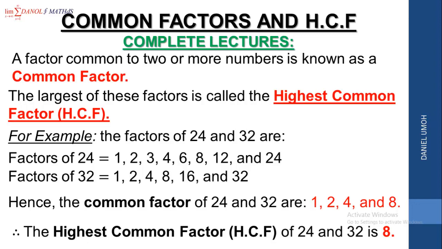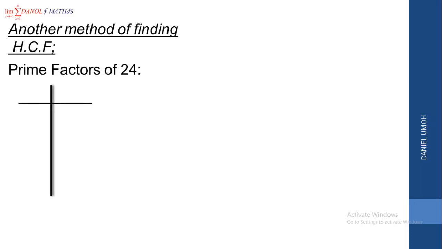Let's advance. Let me show you another method of obtaining the highest common factor, still using the same example. First and foremost, we look for the prime factors of 24. In our previous lecture, we discussed prime factors, so you can refer back to the lecture if you are still having any confusion here. We look for the prime factors of 24. See what we do. 24, right?